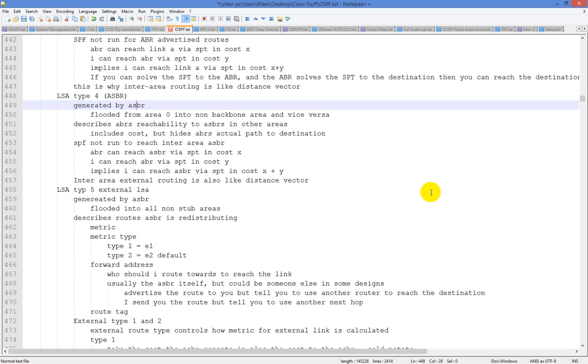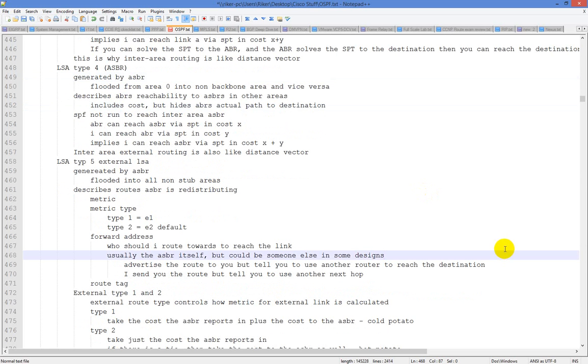You can actually turn the forwarding address off, do a forward address suppression, and then it's going to force it to recurse to the ASBR. The forward address is only used in external routes because you're going to be trying to reach something external to your network, and we'll take a look at how that would work as we go along.